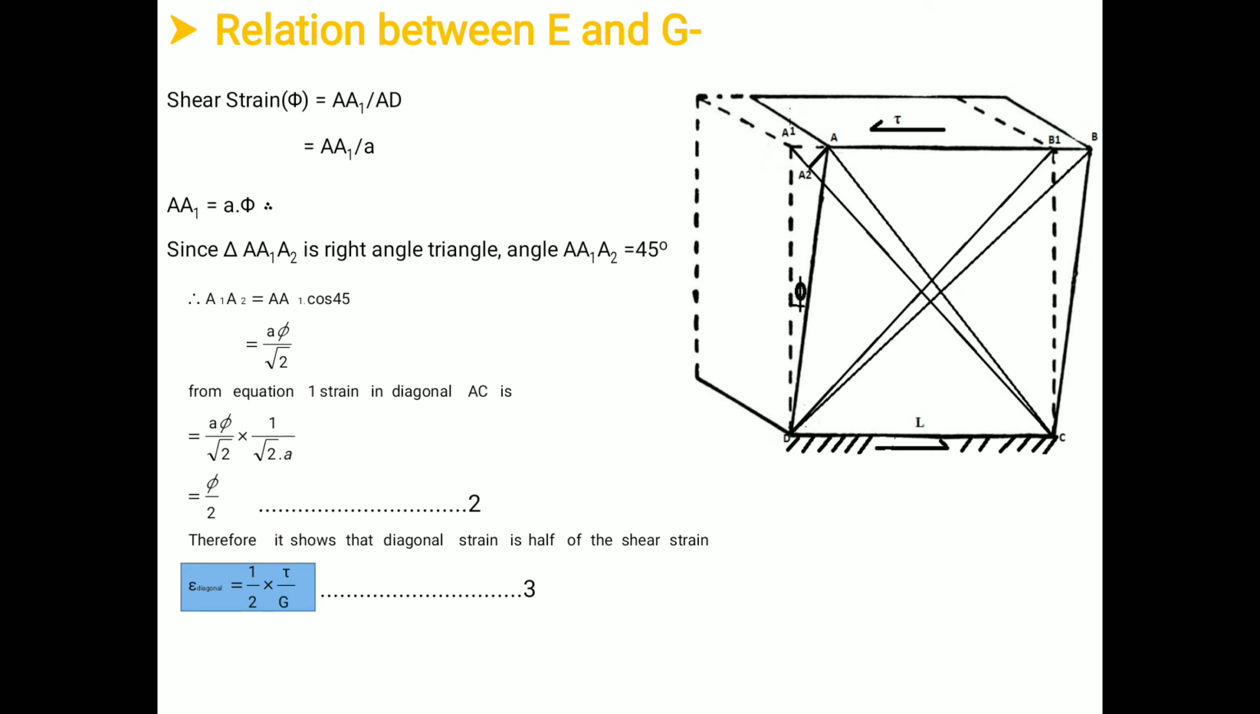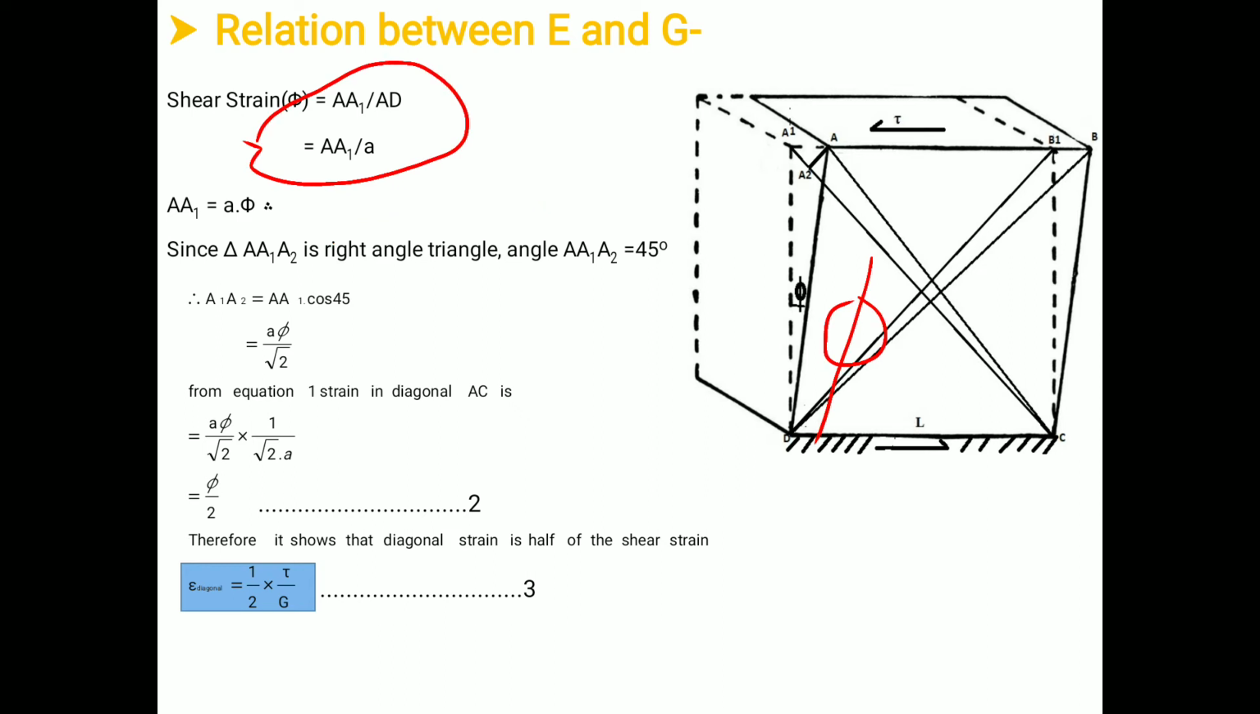Now, due to the application of the shear stress, we have the angle phi. This phi is nothing but the shear strain, and as discussed earlier, shear strain is a measure of distortion of the block. That measure of distortion of the block is given by A1A upon AD. As we know that the block has a side of a, A1A upon a is the value of shear strain. After rearranging the equation, we have A1A is equal to a into phi.